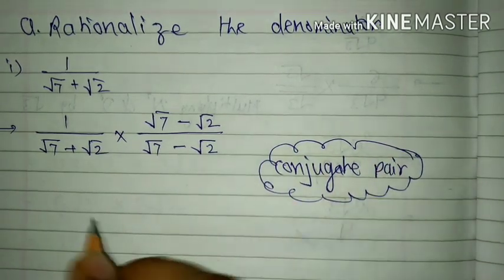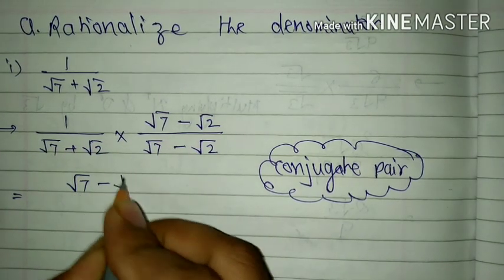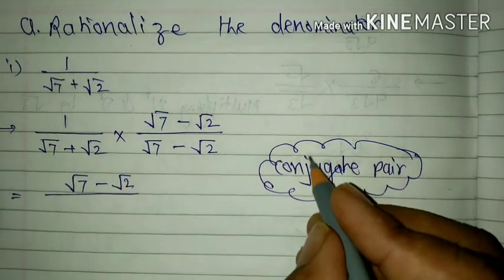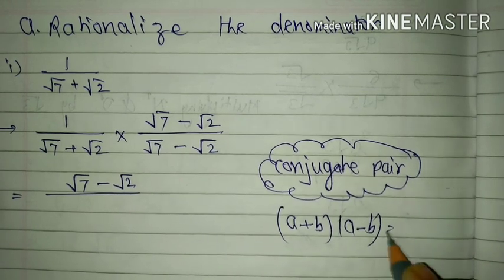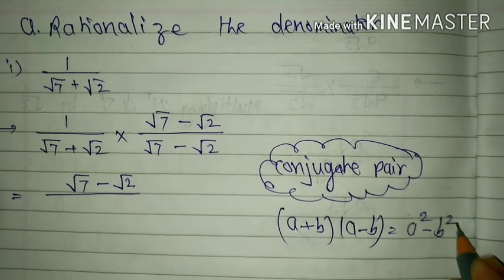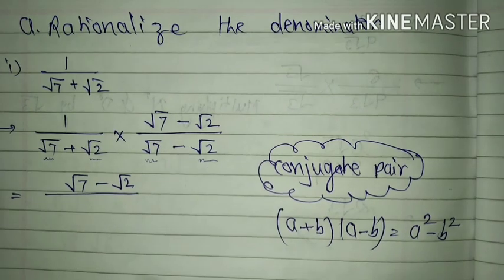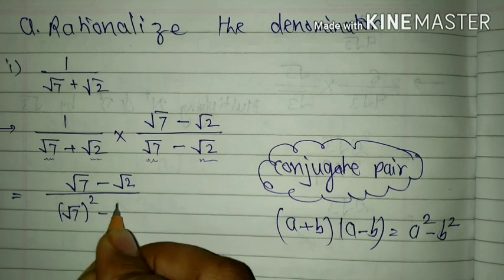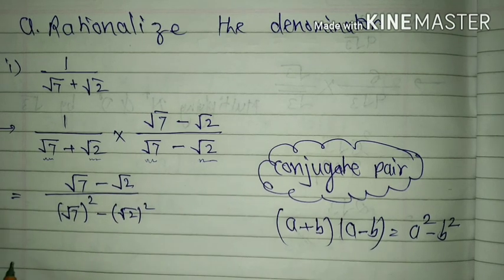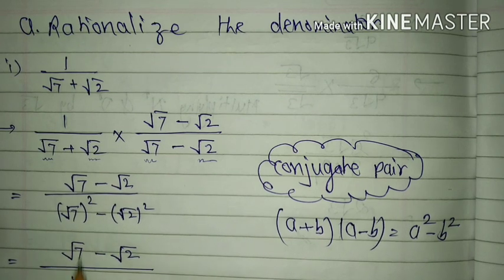ये जो क्लाउड मैं बना रहा हूँ आप लोग नहीं बनाओगे. So is equal to 1 into this term becomes √7 minus √2 upon, we know that the formula (a plus b)(a minus b) is equal to a square minus b square. See, √7 plus √2, √7 minus √2, a plus b, a minus b, it becomes root 7 square minus root 2 square. So is equal to root 7 minus root 2 upon root 7 का square 7 minus root 2 का square 2.